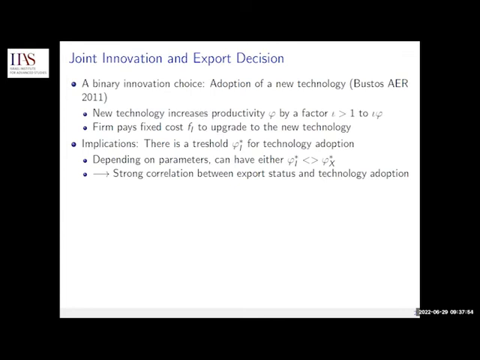The easiest one is if you wanted to think about just a binary decision: there's a new technology out there, do I want to adopt that technology or not?